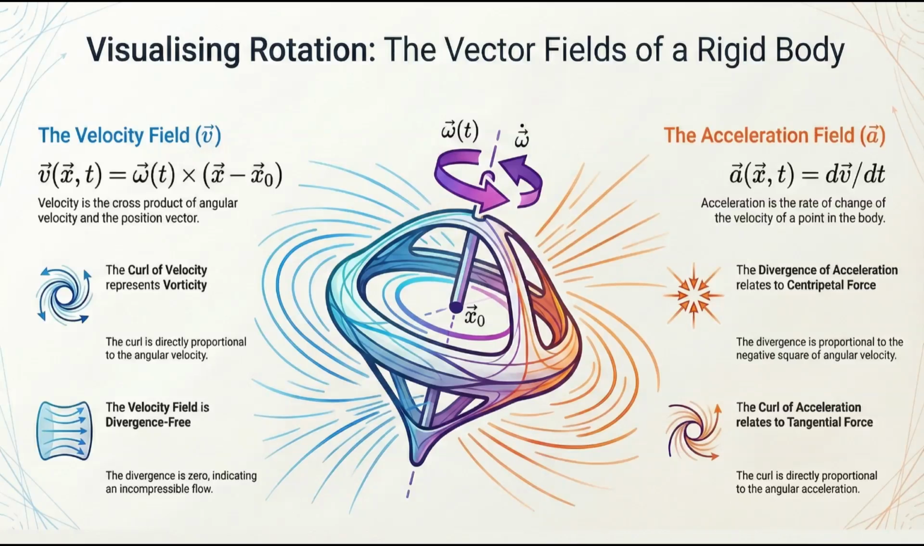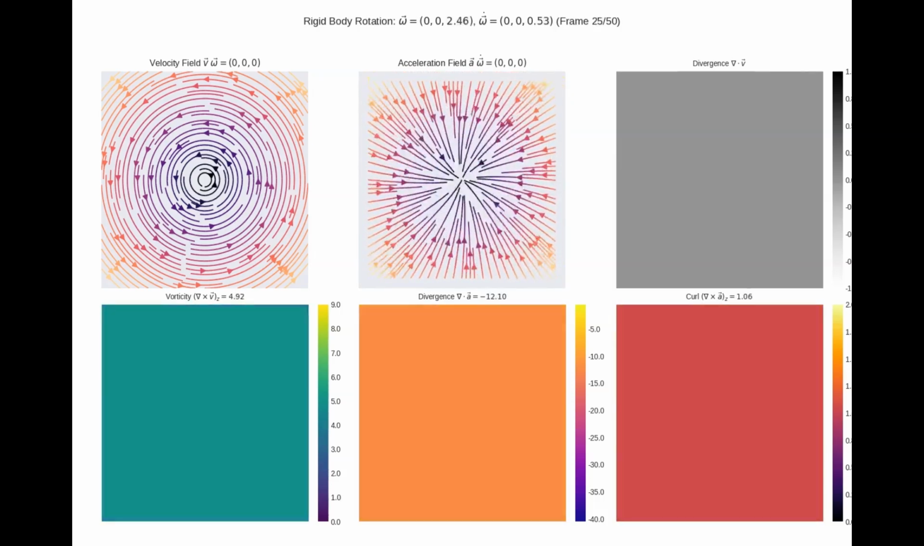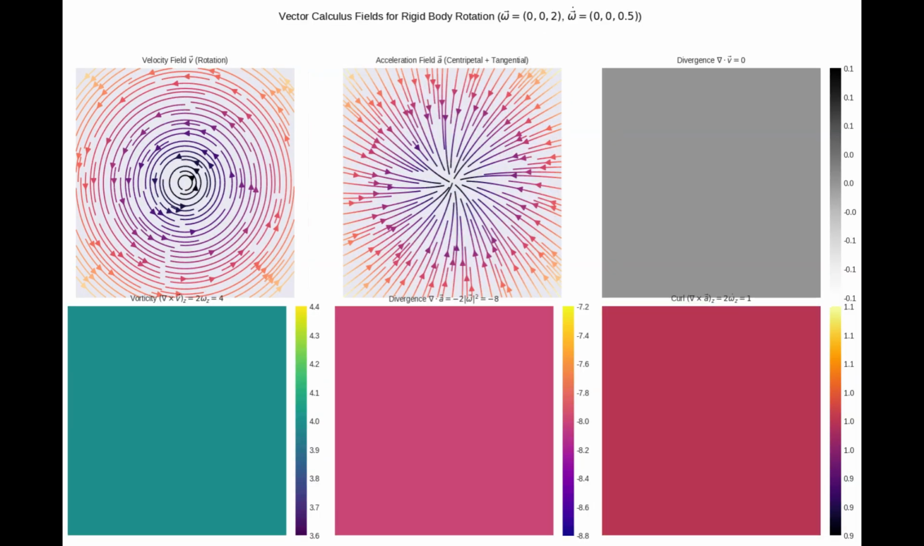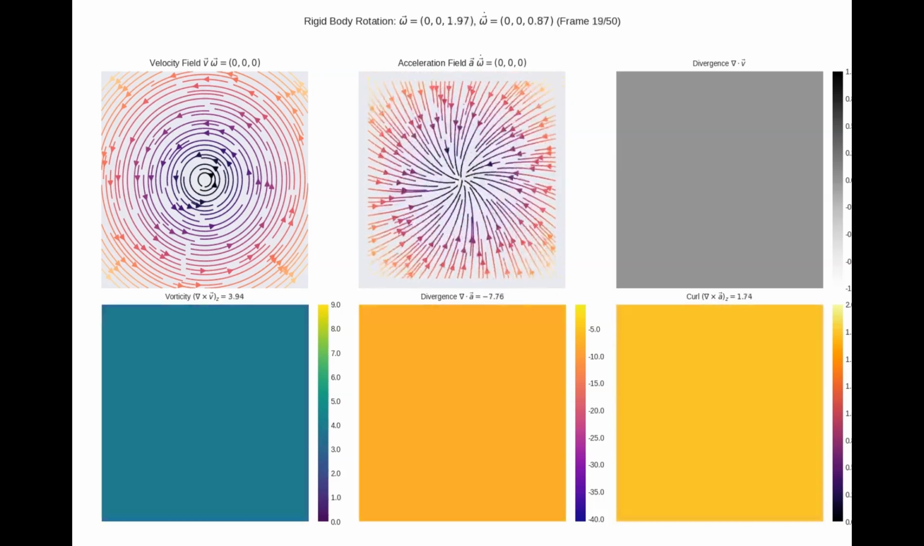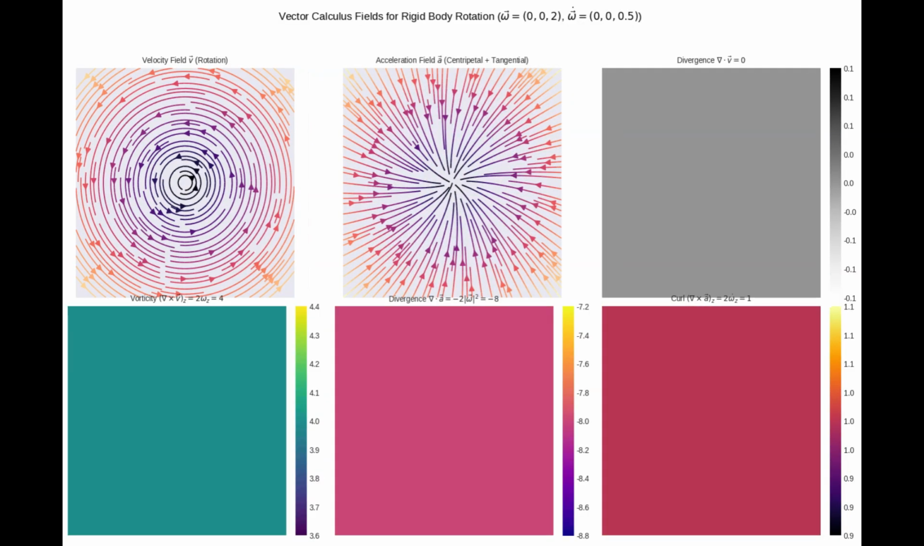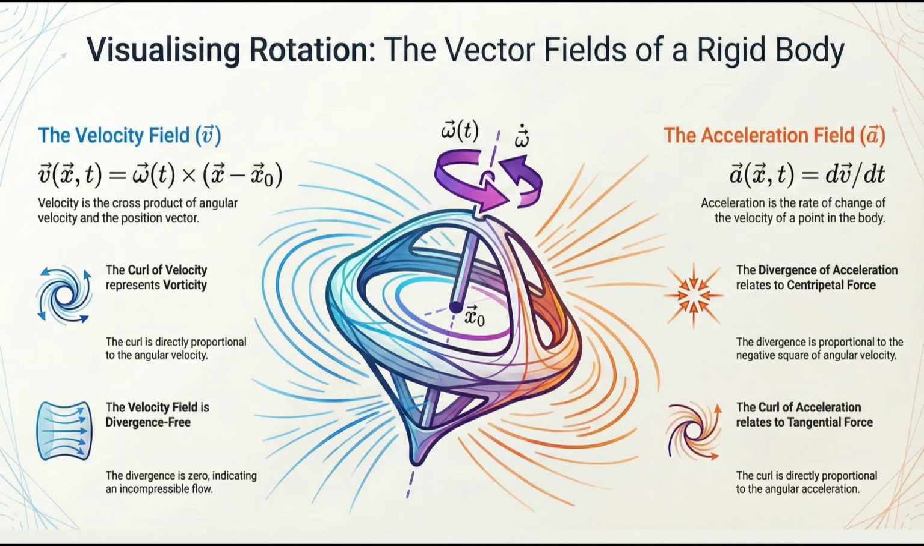This is the brief on the vector calculus of rigid body rotation. So, we're looking at the mathematical blueprint for how a rigid body spins around a fixed point. And what's really cool is how we can use a couple of powerful tools from vector calculus, divergence and curl, as sort of instant detectors. They reveal the fundamental forces and motions at play.